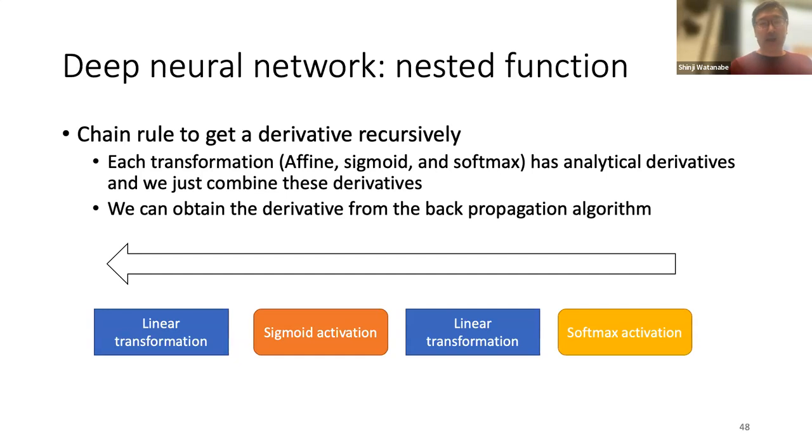And the chain rule can be performed recursively. That is the strong part of the neural network. We just compose the functions and take the derivative for each component by the chain rule, so we can get the derivative and then update the parameters.